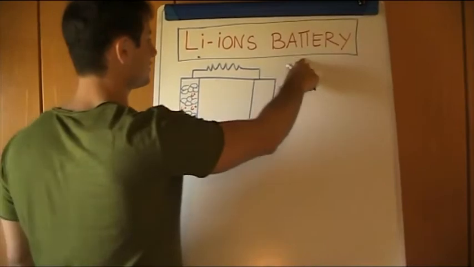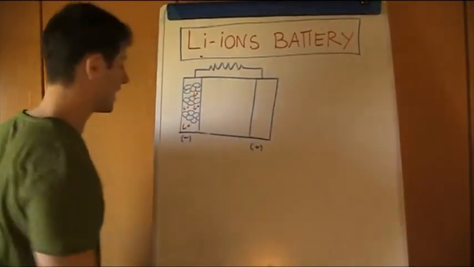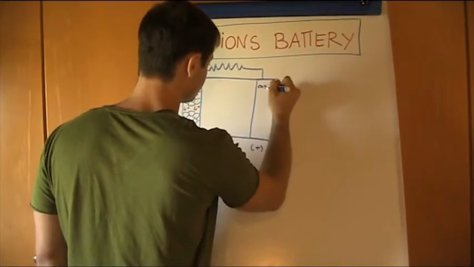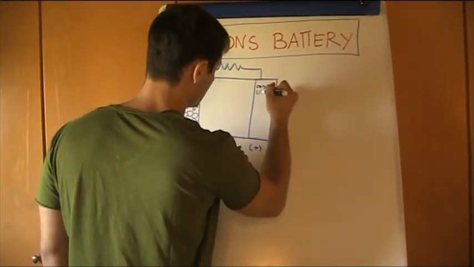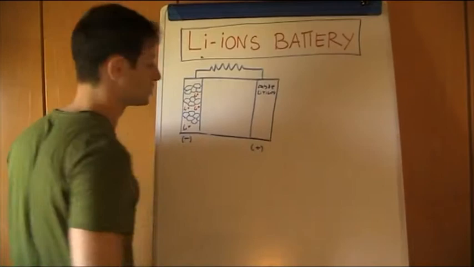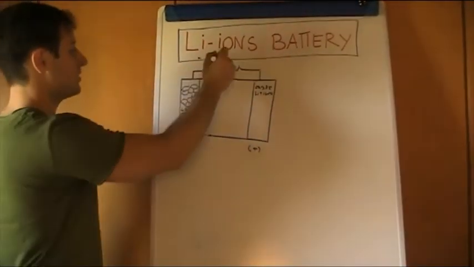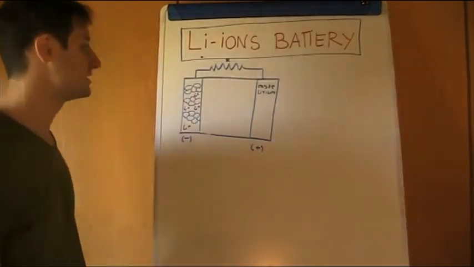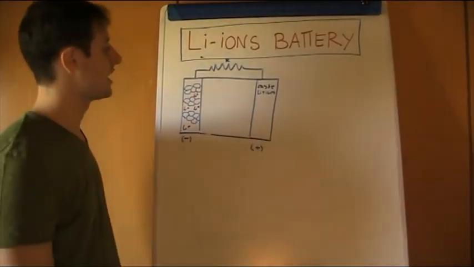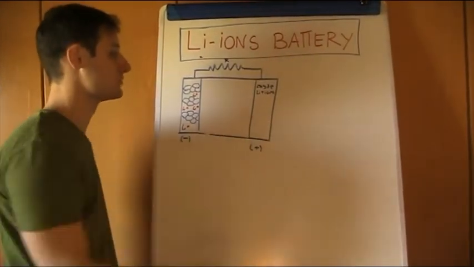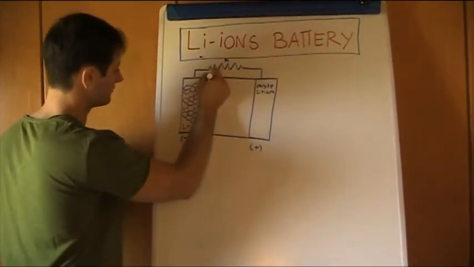So basically this is what happens on the negative electrode, and we have some lithium oxide on the positive electrode, we will see which type of lithium oxide. And we have our electrolyte. We will see later what types of electrolytes are used and even the types of lithium oxide.